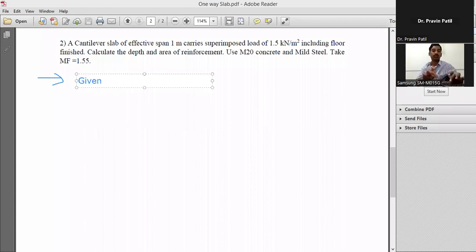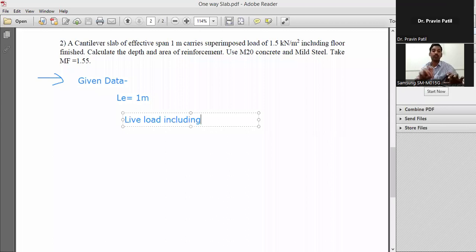Given data. First of all, the effective span is given: LE is equal to 1 meter. Then the live load, including floor finishing, is given as 1.5 kilonewton per meter square. This one is given.